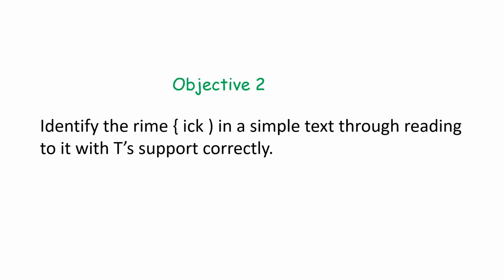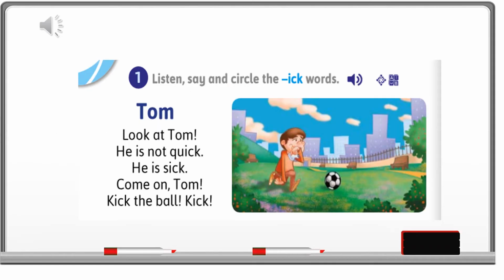Okay. Now we come to objective number 2, which is to identify the rhyme I-C-K in a simple text through reading it with the support of the teacher correctly. I want you to look at your student book and listen to the audio and circle the words that have the rhyme I-C-K. Listen carefully.